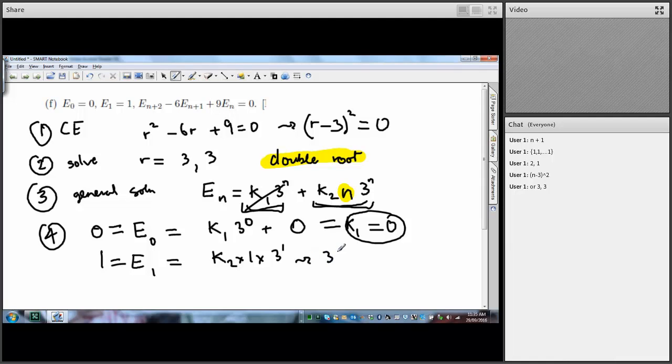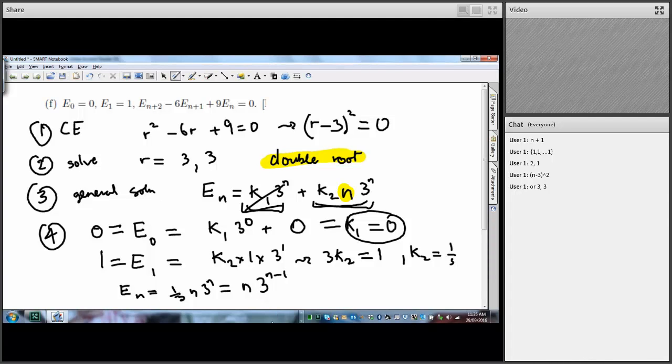Once you've done that, the approach is really the same, and that is you sub in initial conditions like we did before. So if you're subbing n equals 0, you're getting k1 times 3^0 plus k2 times, well, n is 0, just make it 0. 3^0 is 1, just k1. So we can see quickly k1 is 0, which is pretty good.